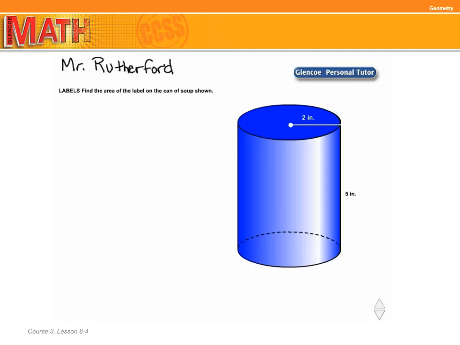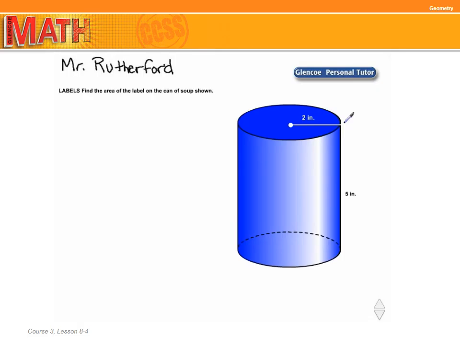Labels. Find the area of the label on the can of soup shown. Notice the can of soup here. We have a radius of 2 inches and a height of our can of 5 inches. We're going to use those numbers to substitute into our formula. But first, let's define the formula.